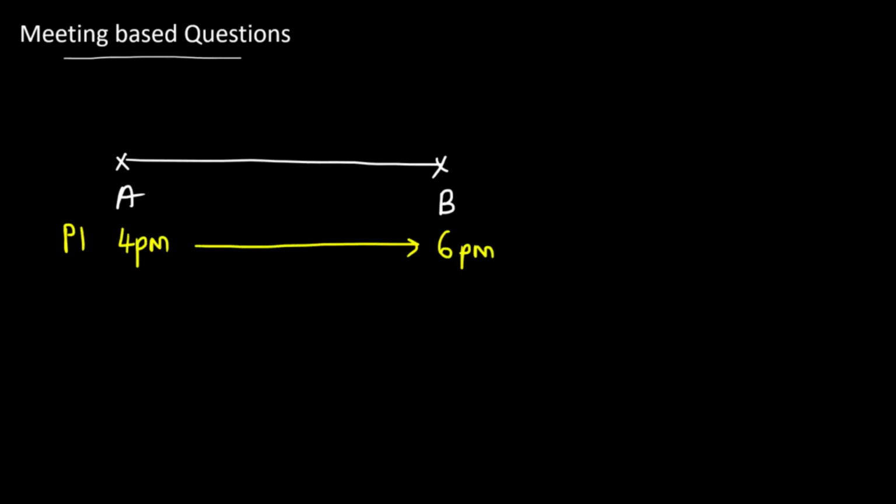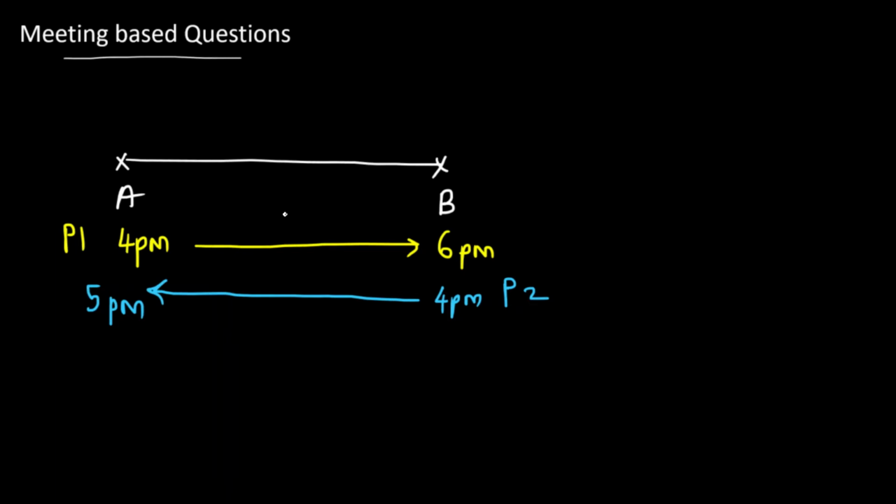Alright, say we have 2 points A and B. Now, person 1 starts from point A at 4 p.m. and reaches point B at 6 p.m. Person 2 starts from point B at 4 p.m. and reaches point A at 5 p.m. Now, we need to find out when they will meet and where they will meet.